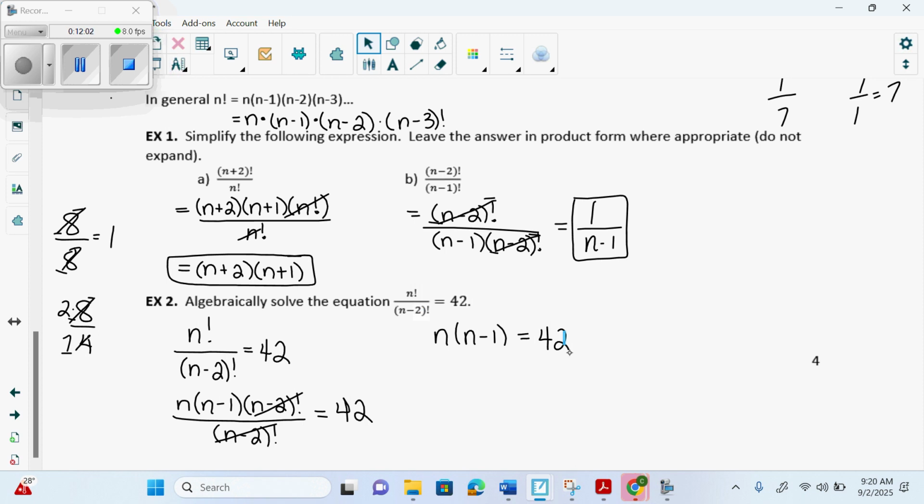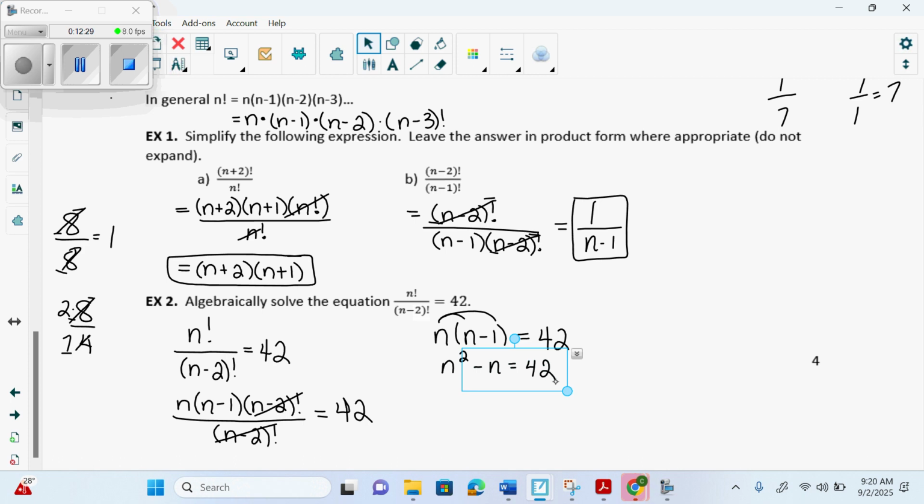Distribute. Distribute the n in. That's completely correct. So we're going to distribute that through. So we're going to get n times n is n squared. N times negative 1 is negative n equals 42. What was your rule? When it's a linear equation, so when it's degree 1 or just a variable x or n or whatever it may be, your goal is to isolate x and y, whatever it is, get it equal to a number and be done.